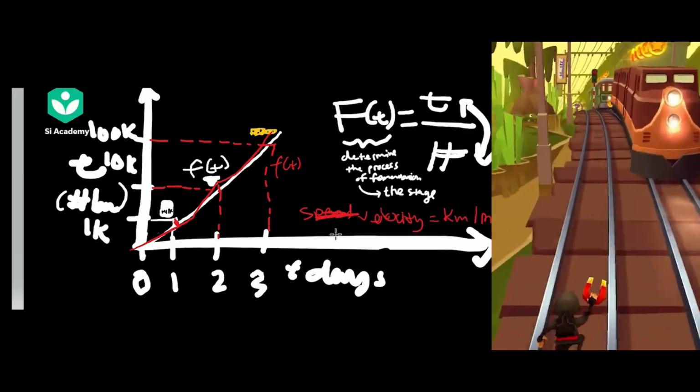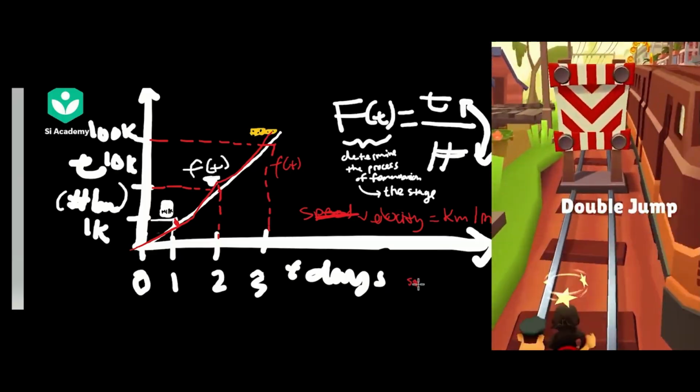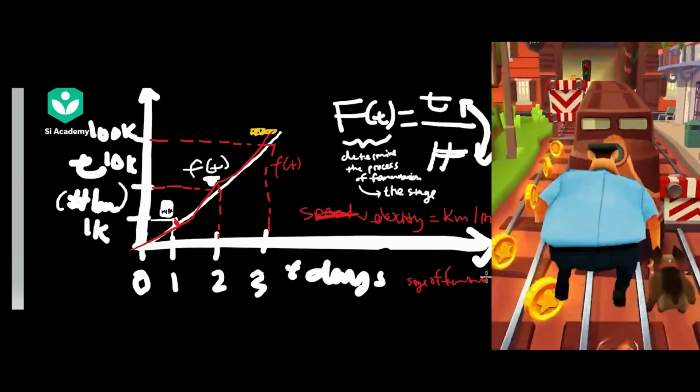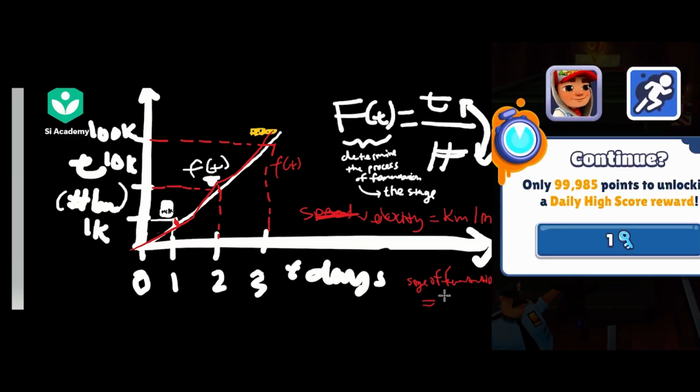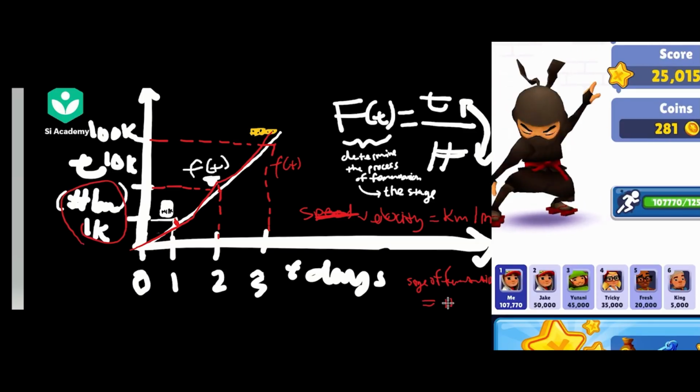Here, number of stage of fermentation equals what? Guys, equals what? Alright, you guys got it. That equals the number of bacteria per days.